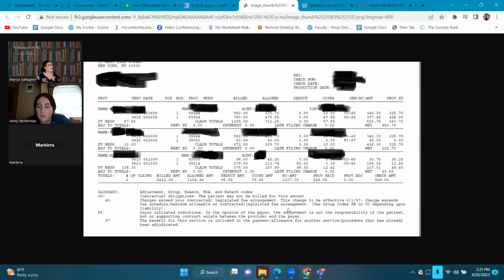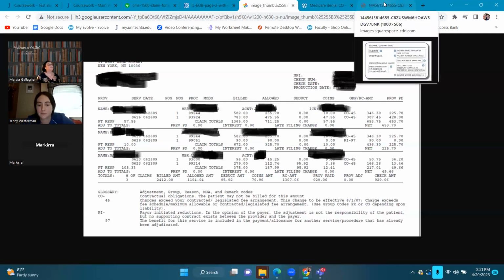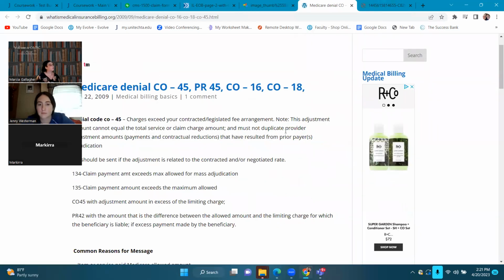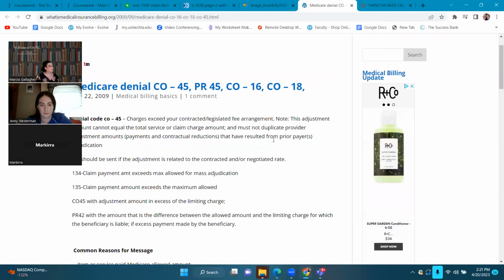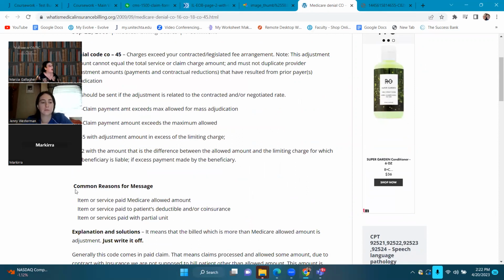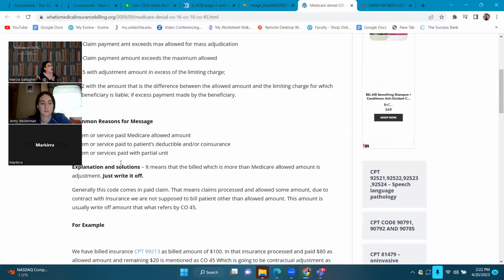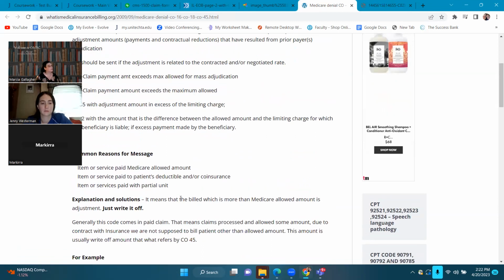Okay, that's a lot. I don't know what that means, right? Well, don't worry, because I looked up what this denial code means. So if you get a denial and you do not understand what it means, I'm going to just read you the common reasons. Item or service paid Medicare allowed amount, item or service paid the patient's deductible and/or co-insurance, item or service paid with partial unit. Explanation and solutions.